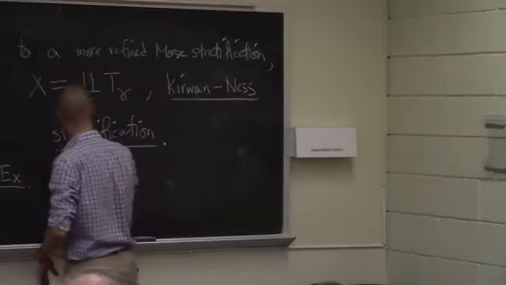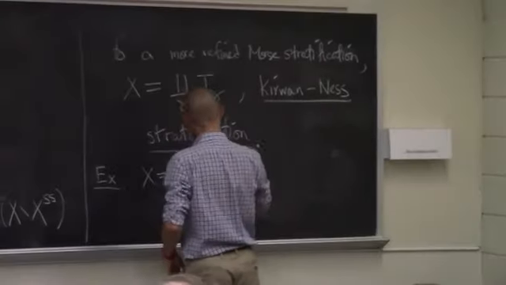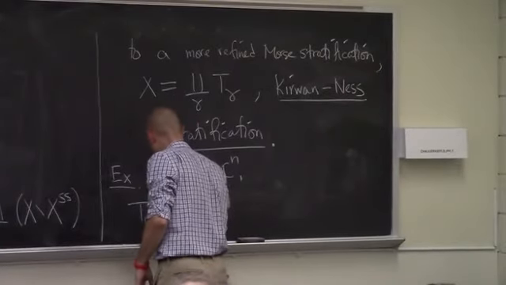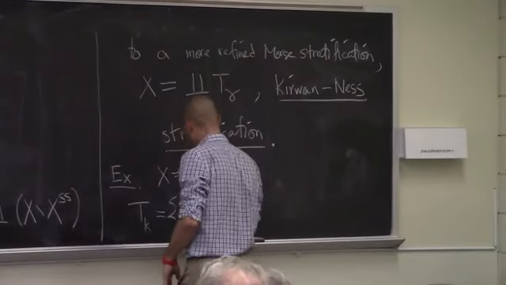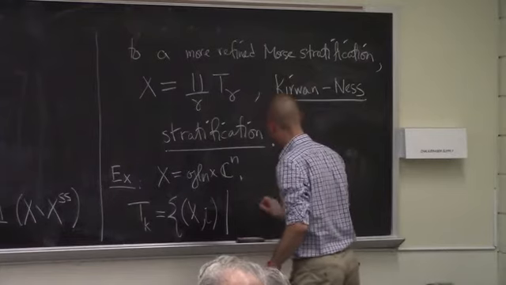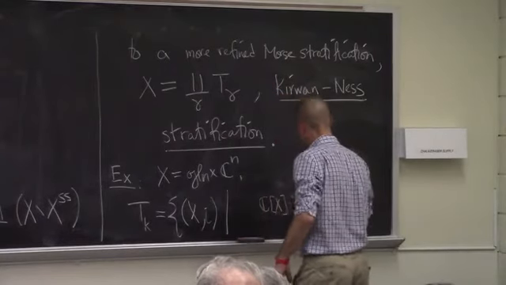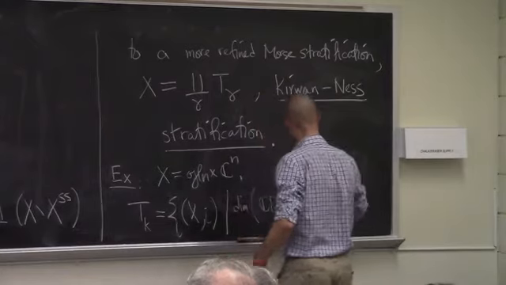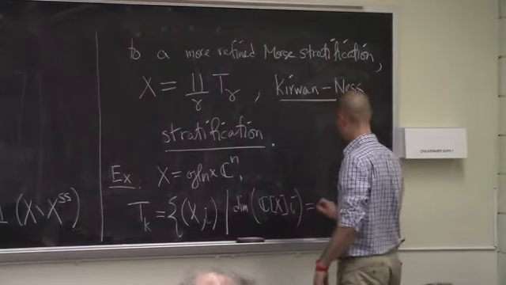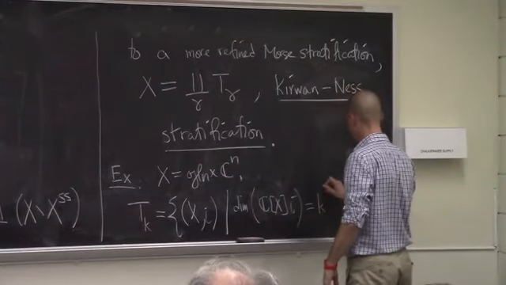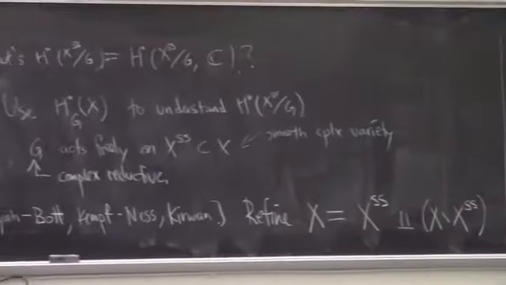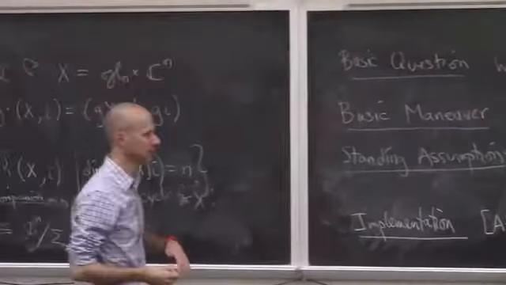So in this example of GL_n cross C^n, the T betas, or T gammas, it maybe makes more sense to call them T_k now, are the set of pairs (x, i), where now instead of asking for this vector i to be cyclic, in other words, that the dimension of the subspace I get by hitting i by all polynomial expressions in the n-by-n matrix x has full dimension n, I'll just ask for it to have some fixed dimension k. Okay, so I've written down now a bunch of strata, one for each number between 0 and n.